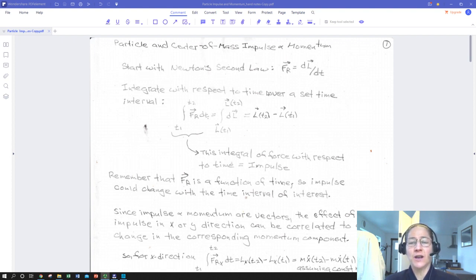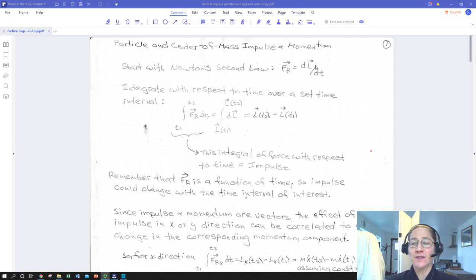So we're going to integrate over time, over some interval of interest. We're going to integrate our force resultant, which could be a time-dependent function, with respect to time from an initial to a final time. And we're going to call this integral, it's a definite integral, impulse. So it's force over time, force delivered over a period of time.